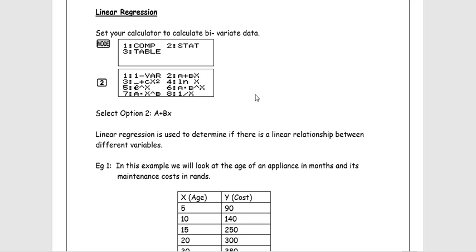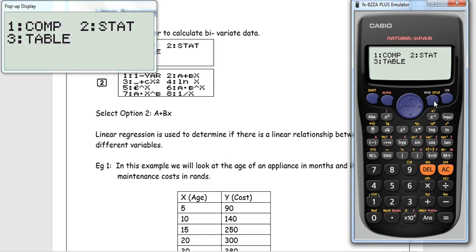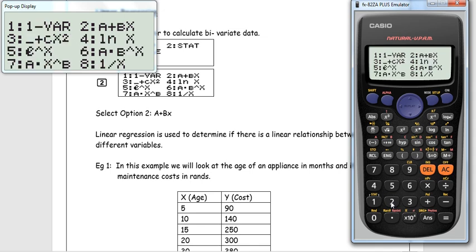What we need to do firstly is make sure that we are in the correct mode of our calculator. The first thing we need to do, press your mode button. What you will notice is we need to go into stats. So I'm selecting option number 2, stats. Now you will see we need to go into option number 2, A plus BX, because we now have bivariate data. So I am selecting option number 2, A plus BX.